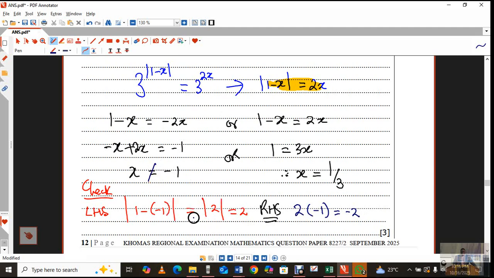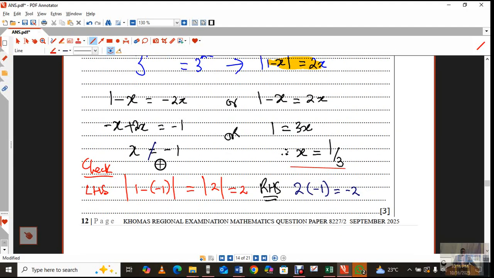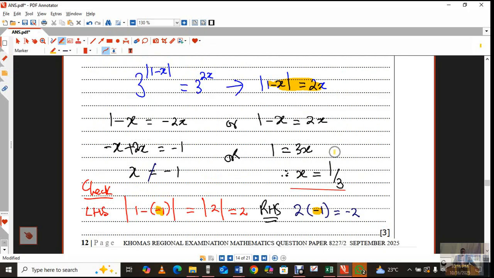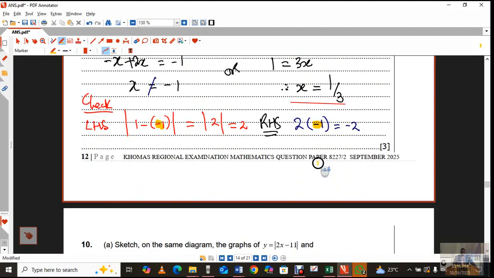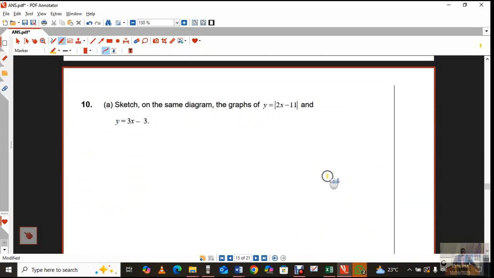If you were to check for 1 over 3, you will definitely see, and I will leave that for you to do on your own, that it works for that one, and that is going to be the answer. So you put the value where I have indicated negative 1 here, on the left and as well on the right, and see if the answers are exactly the same, and if that is the case, that one becomes the solution. Right, let's then go to question 10.